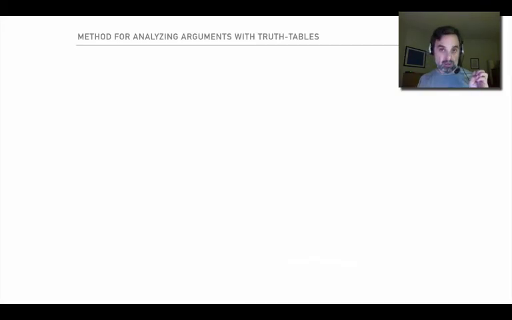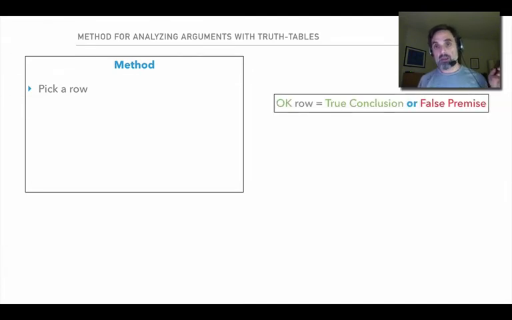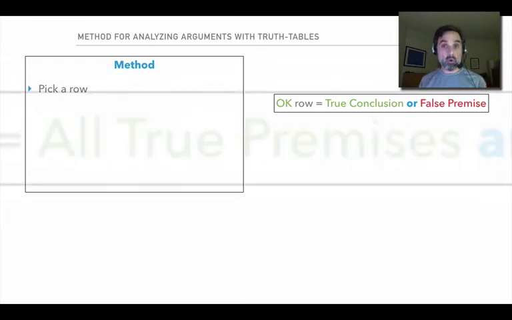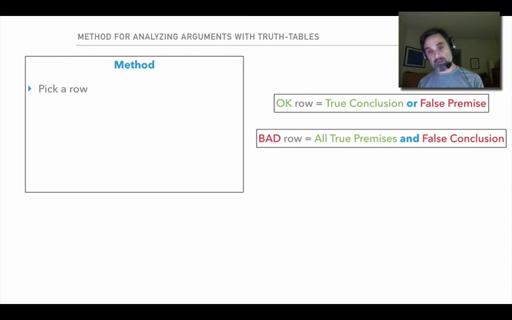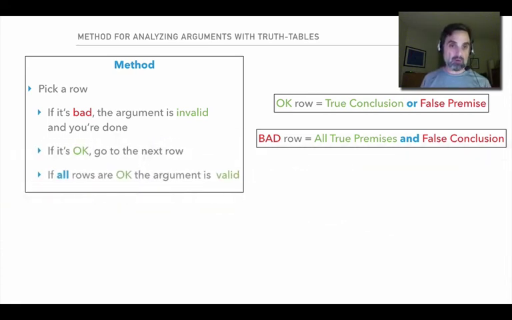So just to be clear about this, what's our method? Well, you pick a row, whichever one you like, and you determine, is it okay, meaning that it has a true conclusion or at least one false premise, or is it a bad row, meaning that all the premises are true and it's a false conclusion. If the row is bad, the argument is invalid, you're done. If the row is okay, go to the next row. If all the rows are okay, the argument is valid.